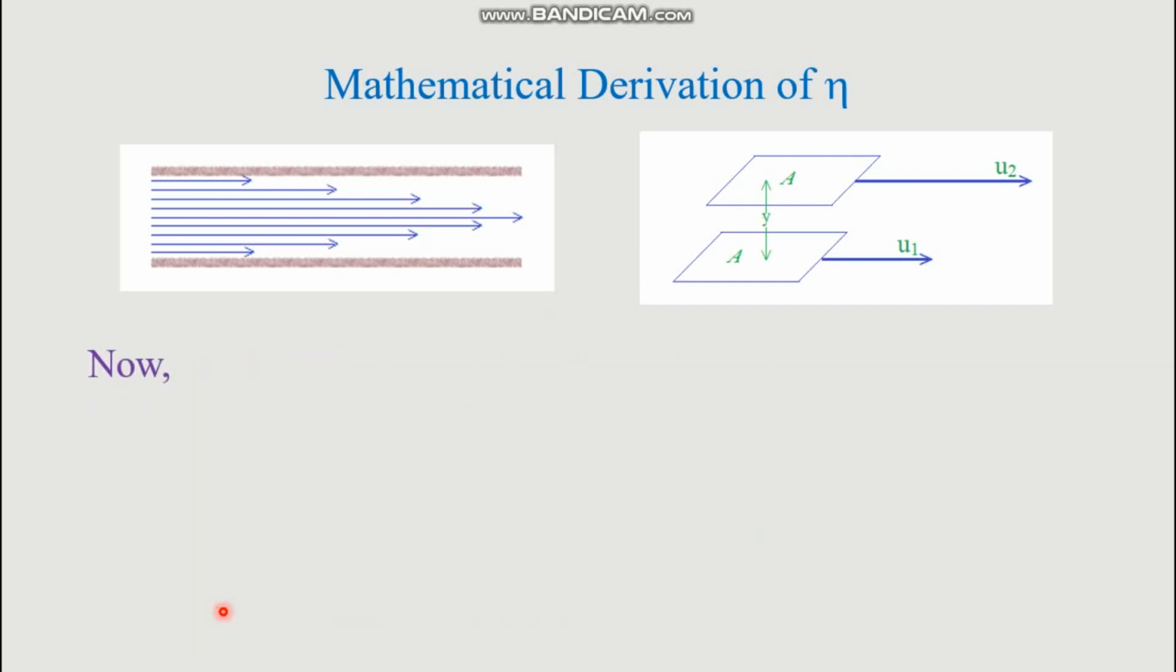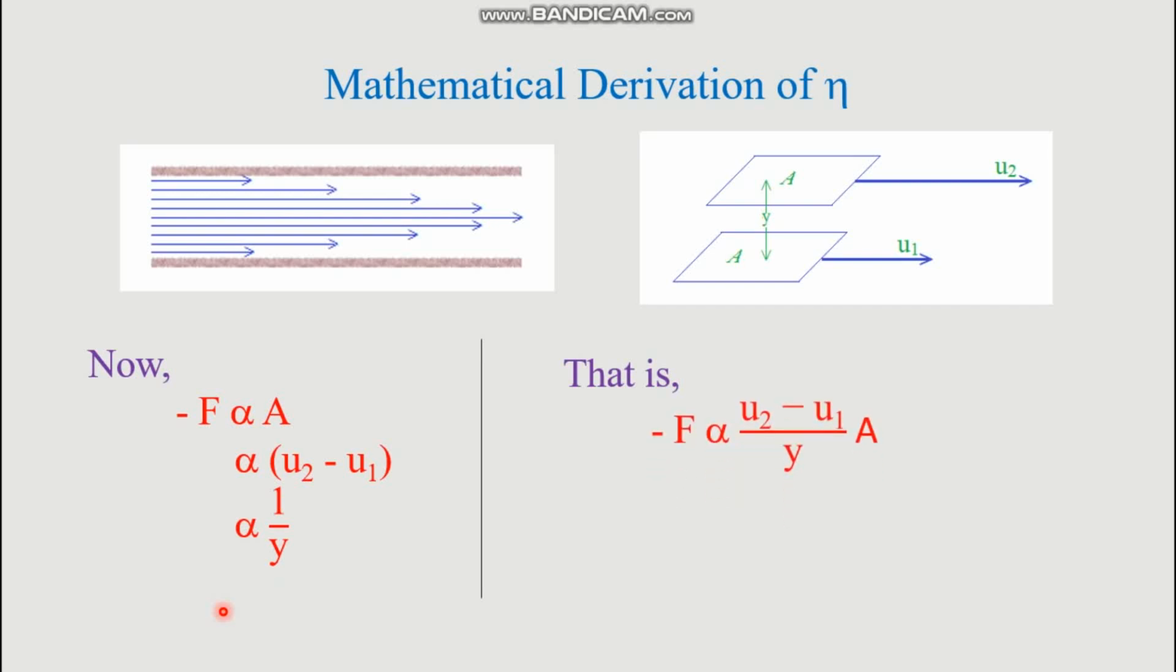And this dragging force, minus F, is directly proportional to the area of the surface of the layer, and also directly proportional to the difference between the velocities of the two layers, and inversely proportional to their vertical distance. The combined form of this proportionality relationship is: minus F is proportional to (U2 minus U1) over Y, into A.